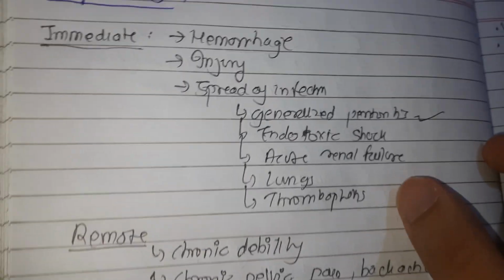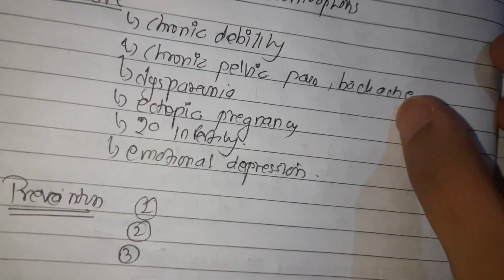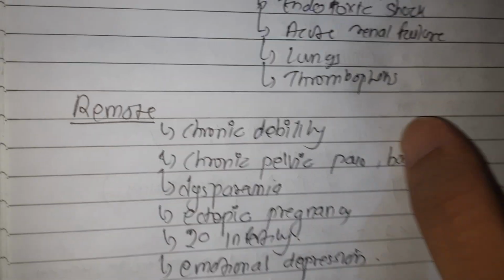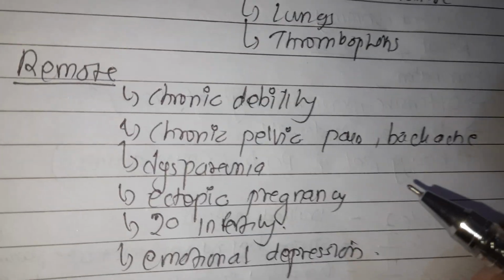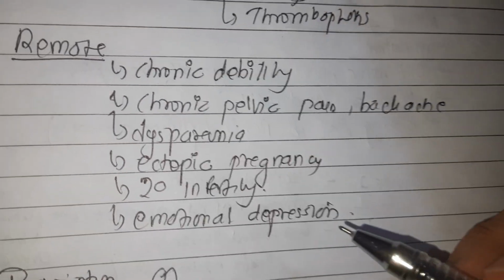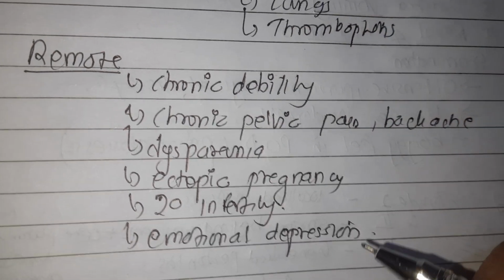And all these lead to increased maternal death, the magnitude of which is about 20 to 25% as per hospital statistics. And the remote complications include chronic debility, chronic pelvic pain and backache, dyspareunia, ectopic pregnancy, and secondary infertility due to tubal blockage, and emotional depression.